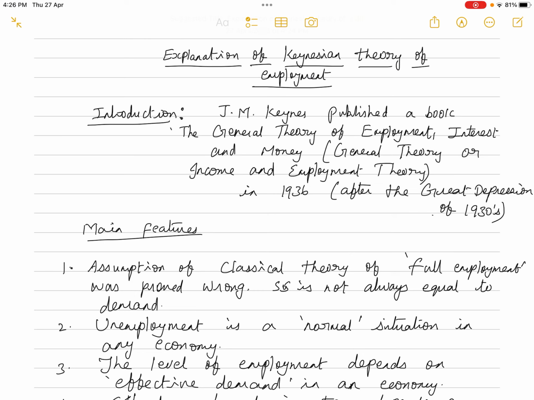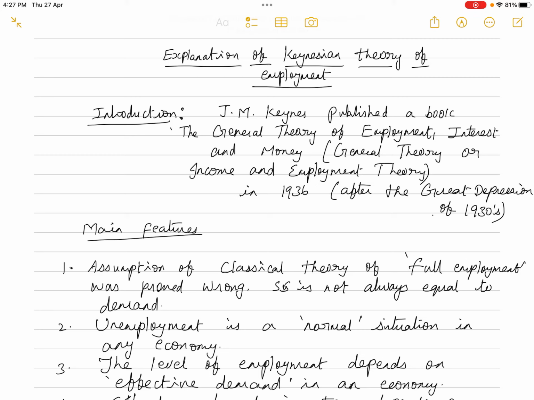J.M. Keynes, that is John Maynard Keynes, published a book, The General Theory of Employment, Interest and Money. Popularly, this book is known as the General Theory or Income and Employment Theory. The other name for macroeconomics is also income and employment theory or general theory, just like microeconomics is referred to as price theory.